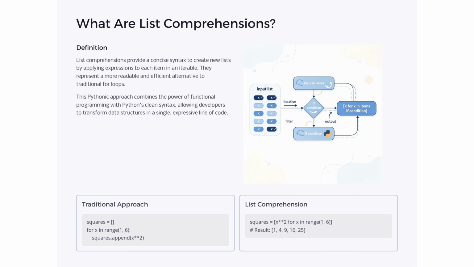List comprehensions offer a concise way to create lists by applying expressions to each item in an iterable. This approach is more readable and efficient than traditional loops. For example, instead of using a loop to append squares, use [x**2 for x in range(1, 6)], resulting in 1, 4, 9, 16, 25.